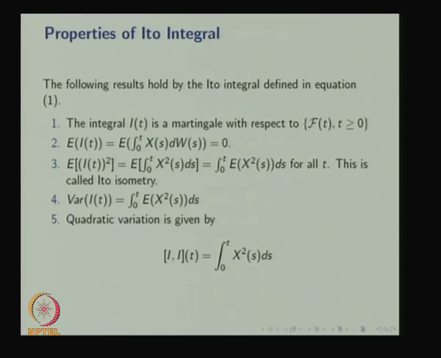And the third property: expectation of I of t whole square is the same as expectation of integration 0 to t of X square ds, which is the same as integration 0 to t of expectation of X square s ds. So the expectation and the integration interchange their places. This is called the Ito isometry.